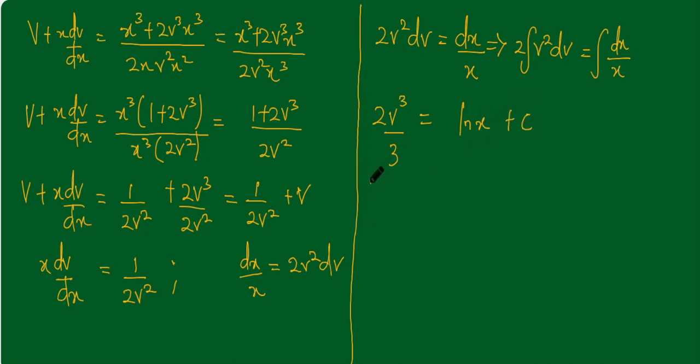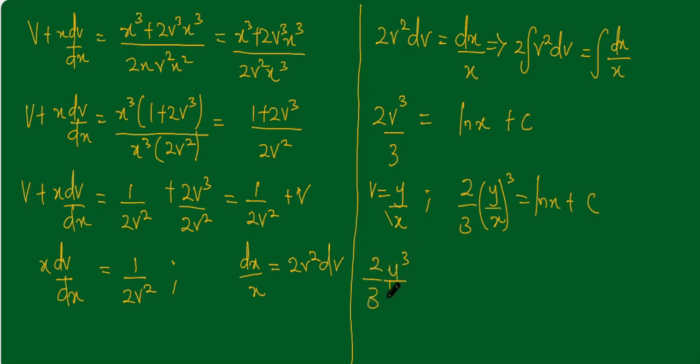So recall that our v now is equal to y over x. We can now substitute that to get 2 over 3 into bracket y over x all raised to the power of 3 is equal to ln x plus c. So we have 2 over 3 y cube divided by x cube is equal to ln x plus c.